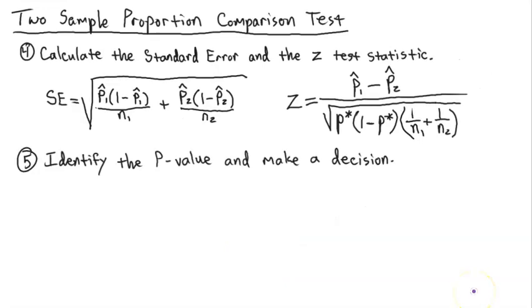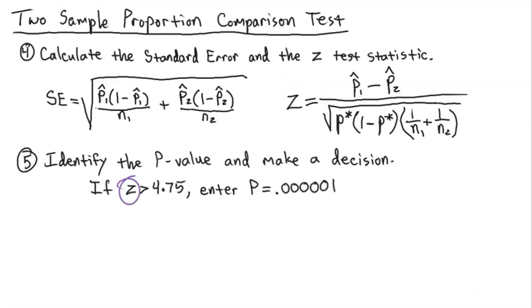Okay, just like in the other hypothesis test, step 5 is identify the p-value and make a decision. Remember, we're going to compare our p-value to the alpha, and then we're going to make a decision based on the p-value and also comparing the Z to the critical Z value.